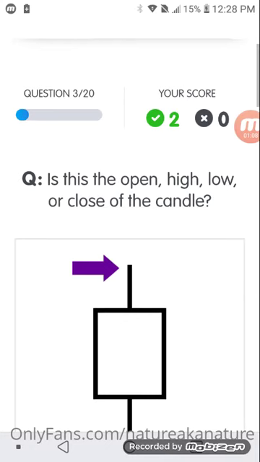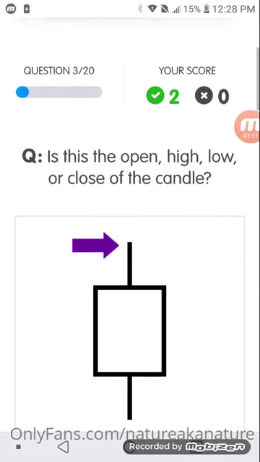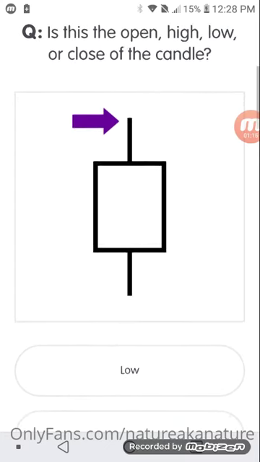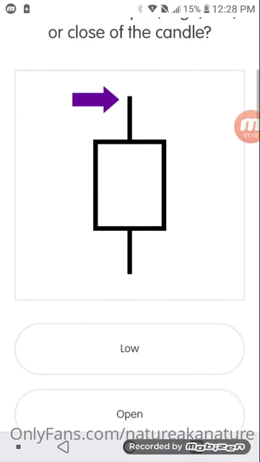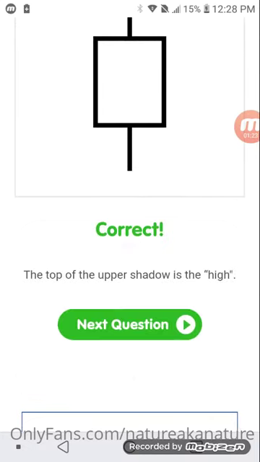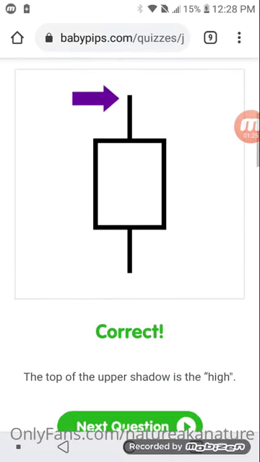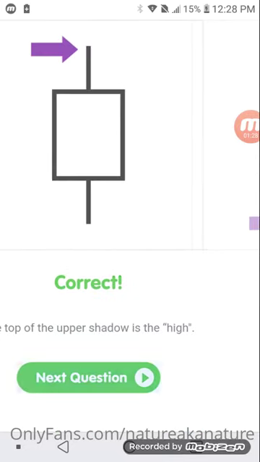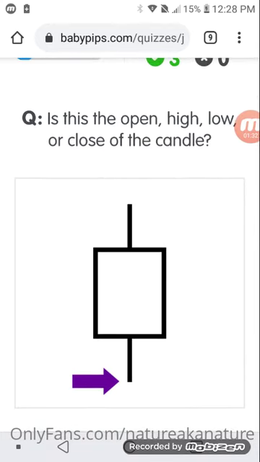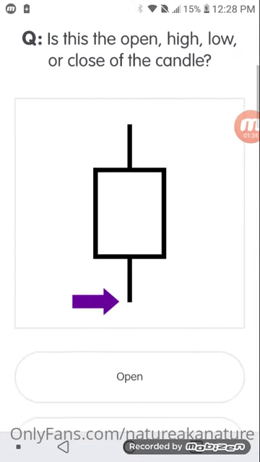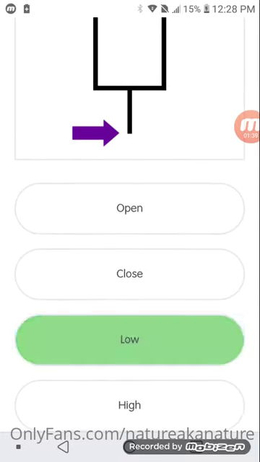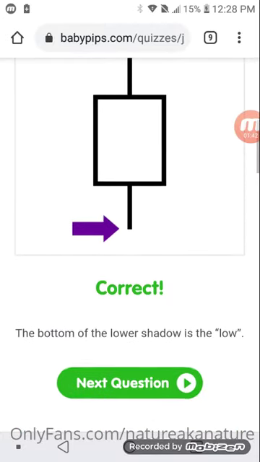What is this? The high, the open, the low, or the close of the candle? That's the upper shadow, so this is called the high. The top of the upper shadow is called the high. Is this the open, the high, the low, or the close of the candle? This is the lower shadow, so this is called the low. The bottom of the lower shadow is the low.